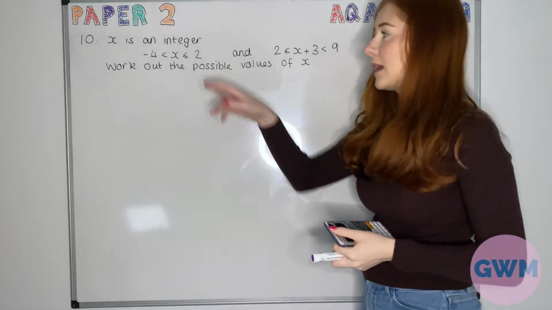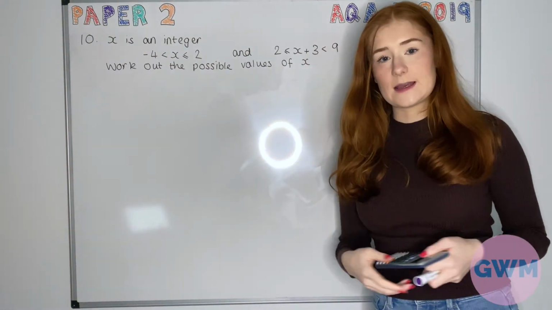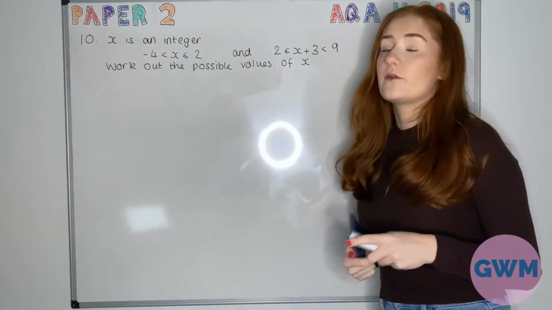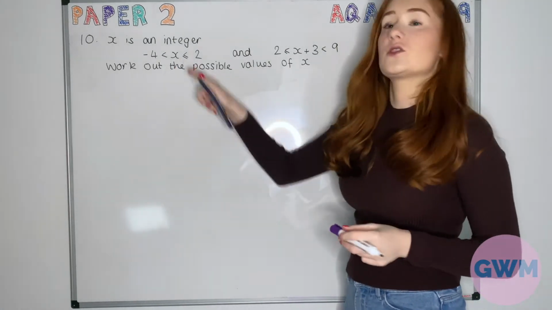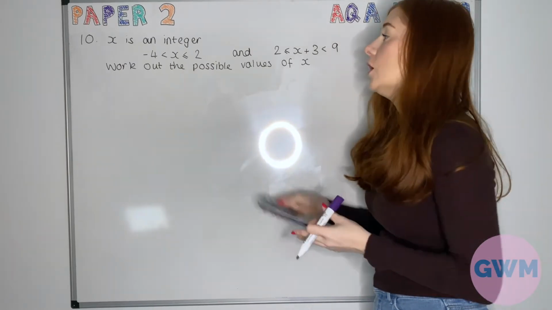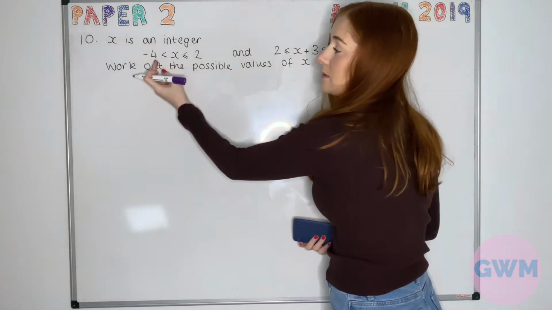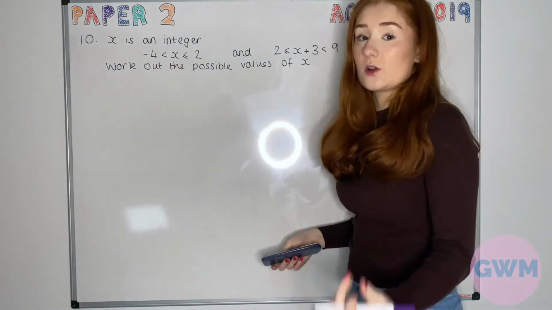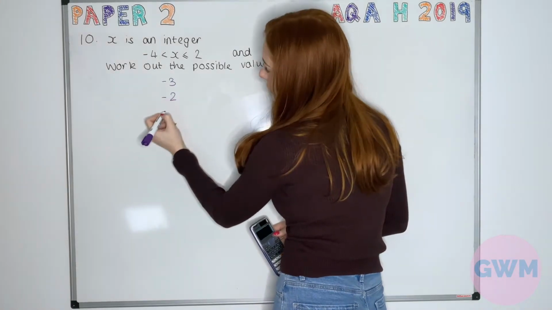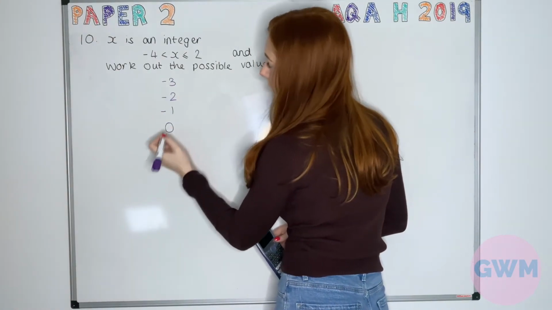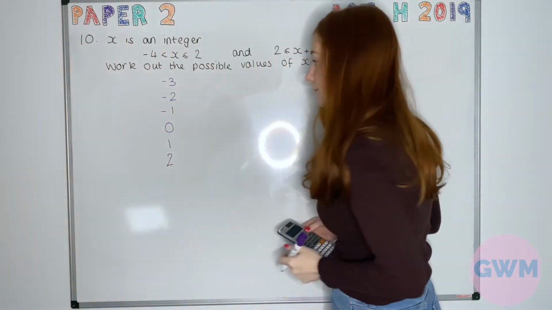Question 10 now. It says that x is an integer and it gives us 2 inequalities relating to x. And it wants us to work out the possible values of x. So the easiest way to do this is to start with the integer based on just the number itself, just x, and work out what the options could be. So looking at the integer, it has to be greater than -4 but does not equal -4, therefore it has to be -3 and above: -2, -1, 0, 1, and the upper limit is 2, but it does include 2, so it could be 2.